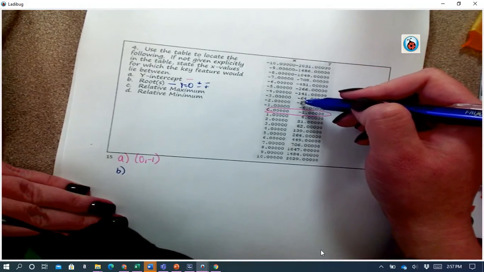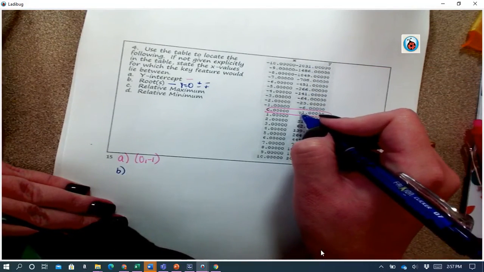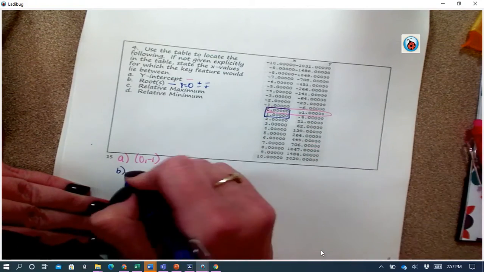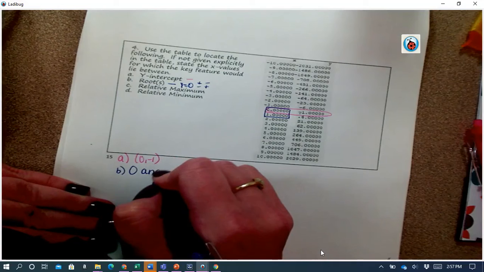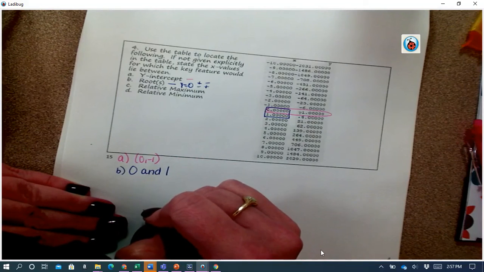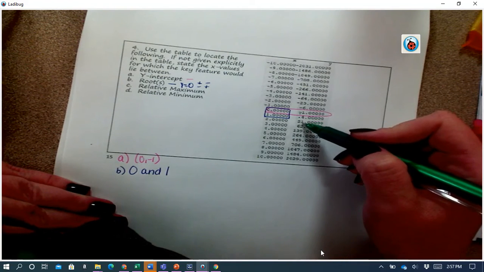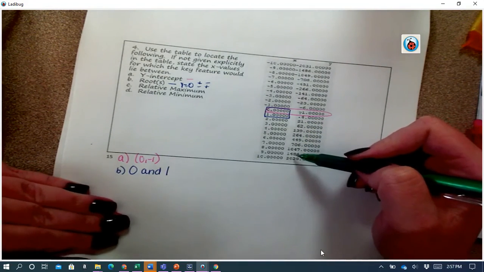All negatives. This goes negative to positive, so that means there's going to be a root in there somewhere. So then negative to positive, the rest are still positive, so there's only one.